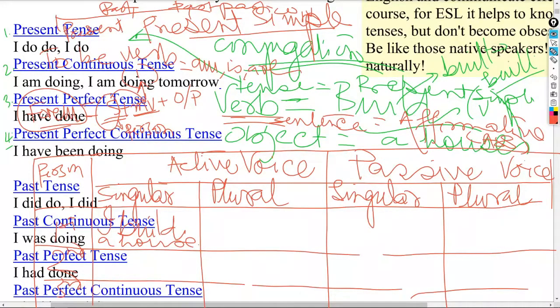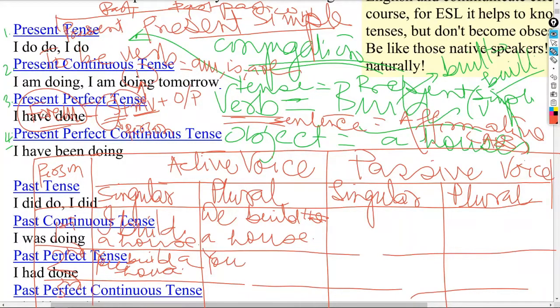Now, into the plural, the first person plural will be we. We'll also take the same. We build a house. Full stop. Then the second person is you. Other things will be the same. You build a house. Full stop. Plural is also the same. You build a house.